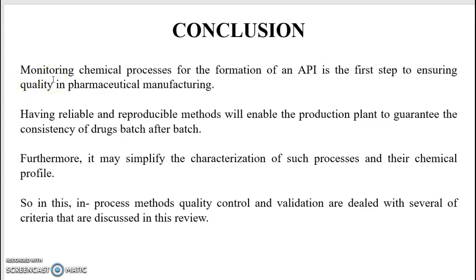Monitoring chemical processes for the formulation of API is the first step to ensuring quality in pharmaceutical manufacturing. Having a reliable and reproducible method will enable the production plant to guarantee the consistency of drug batch after batch. Furthermore, it may simplify the characterization of such processes and their chemical profile. In-process methods, quality control and validation are detailed with several criteria that are discussed in the review.